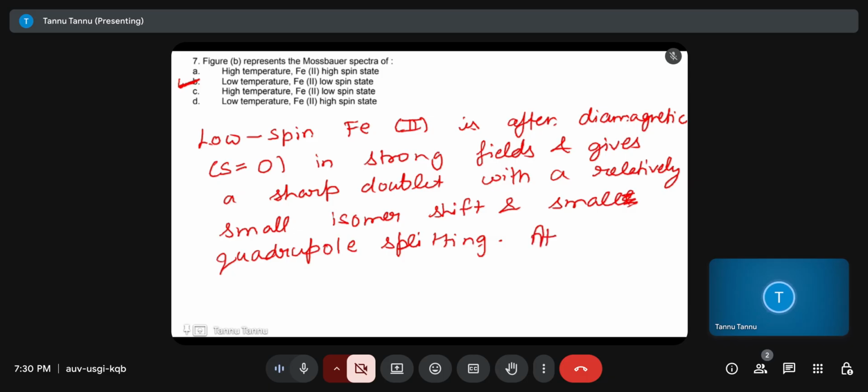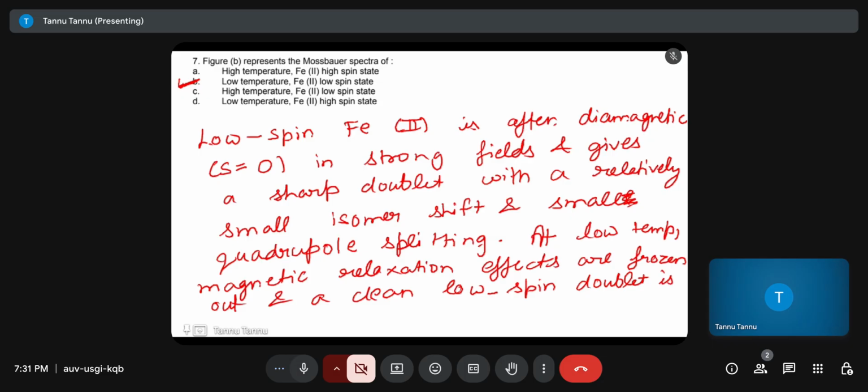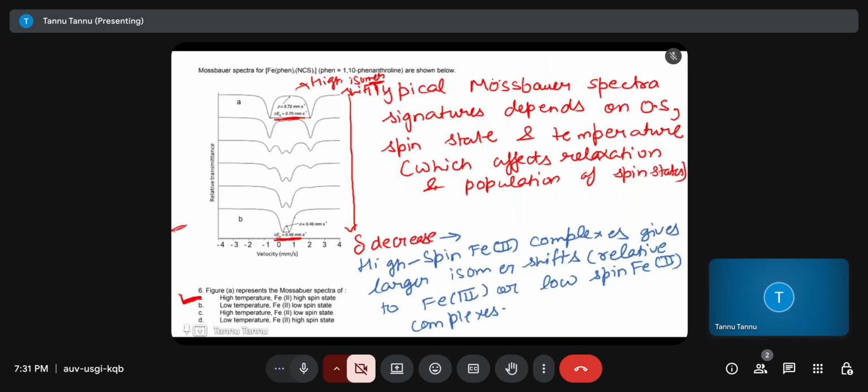And about temperature, at low temperature, magnetic relaxation effects are frozen and a clean low spin doublet is observed. So this is your Fe2+ low spin.